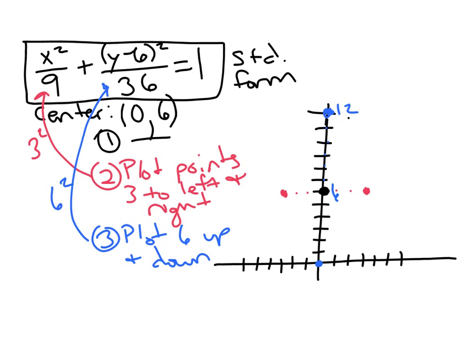And then you just graph the oval that goes through those points. So you would just join those points in that oval shape that is an ellipse. Oops. Okay. And there you go.